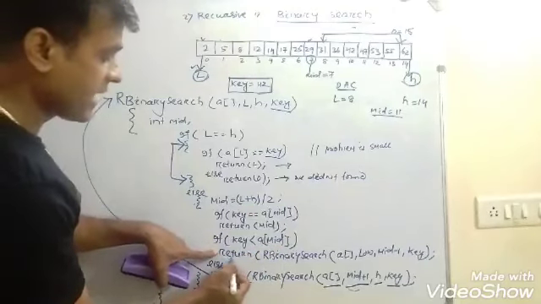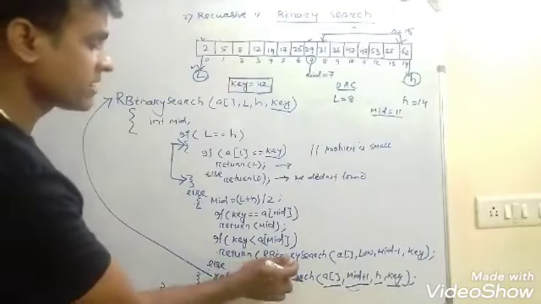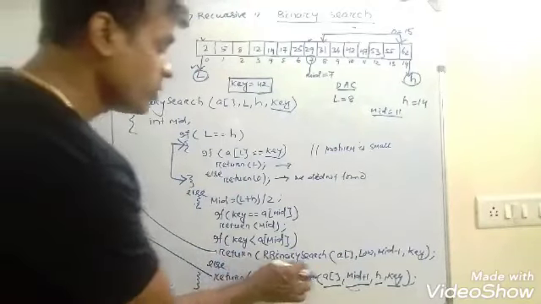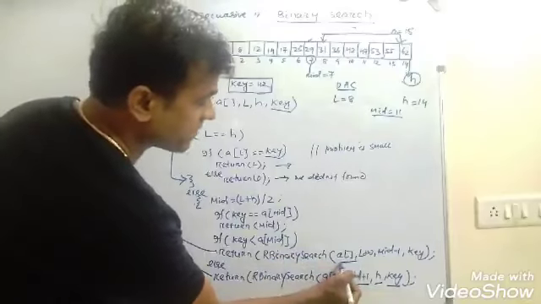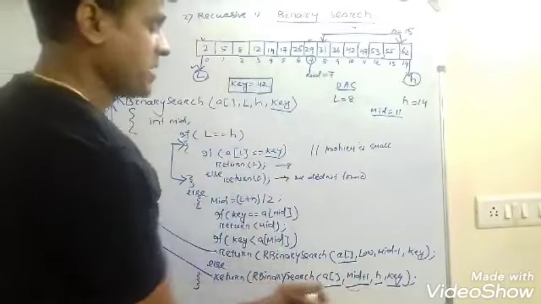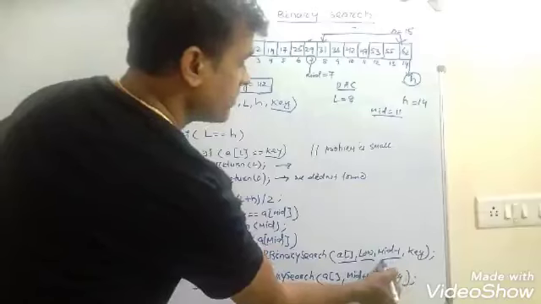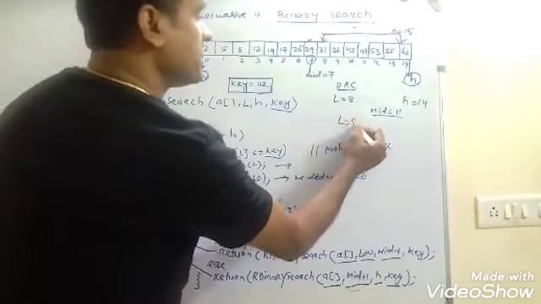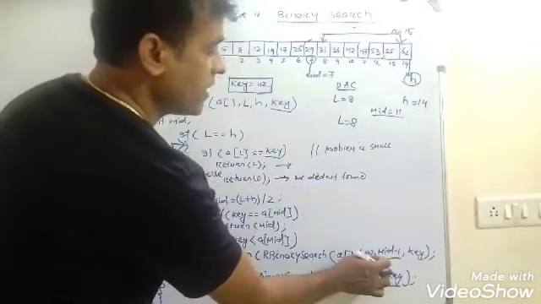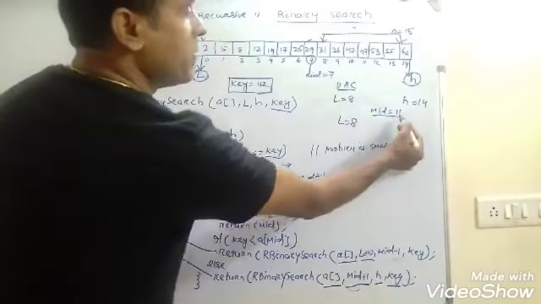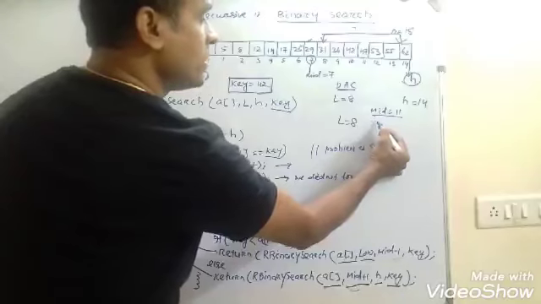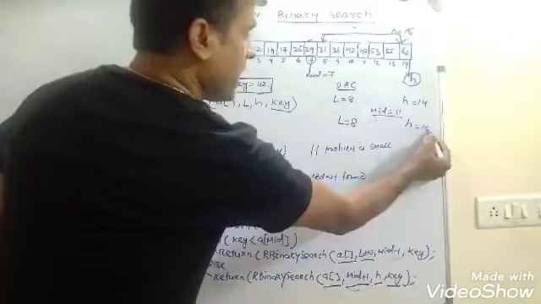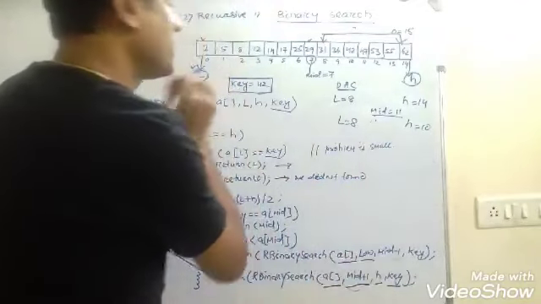We will return the recursive binary search here. Again we will call this, and what we will pass? We will pass the same array, and what is the low value? What is the high value? The low value is the same, low value is equal to 8. High value will be mid minus 1. Mid is 11, mid minus 1 will be 10, that is, high value will be 10. And key will be the same, 42.